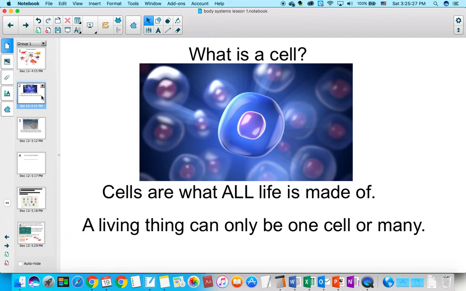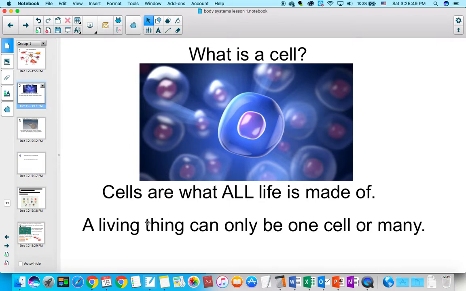So, we'd like to start off with what is a cell? Well, cells are what all life is made out of. All life, if it is alive, is made out of a cell. There's no living thing that we know of that isn't made of something that we can call a cell. So, all life is made of cells.